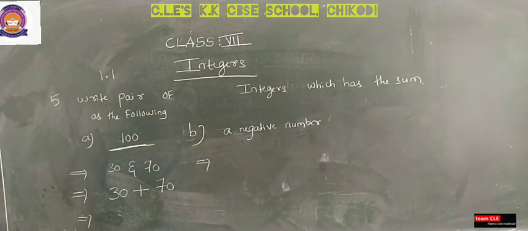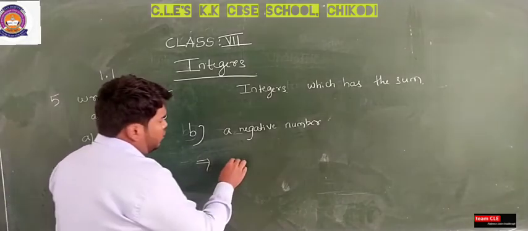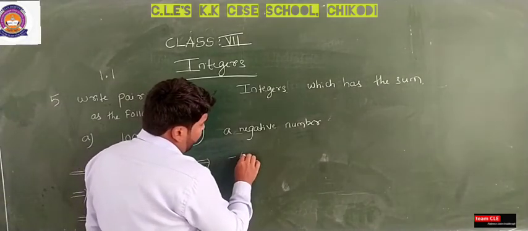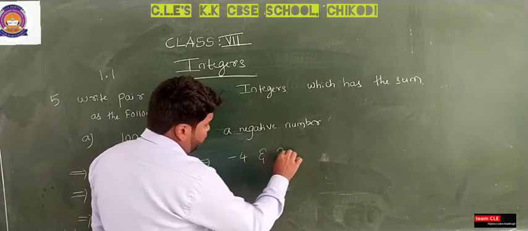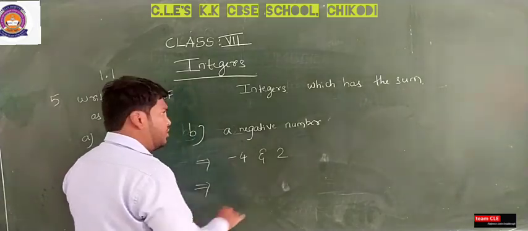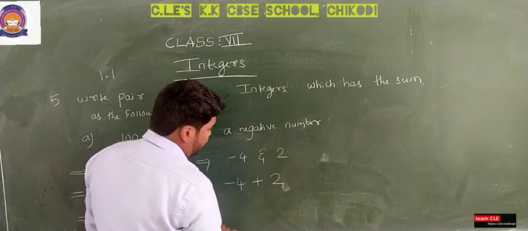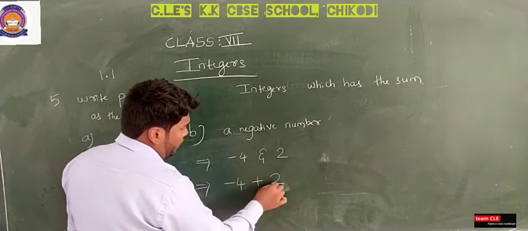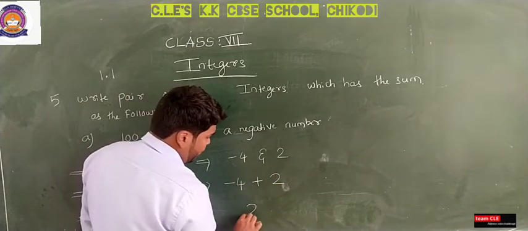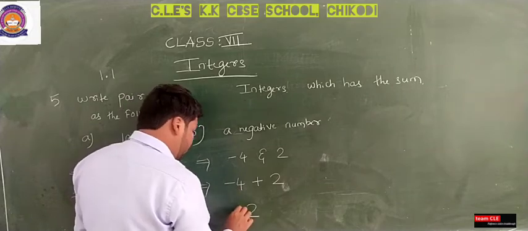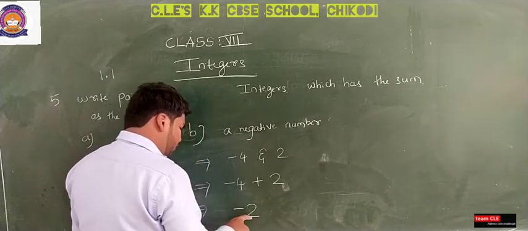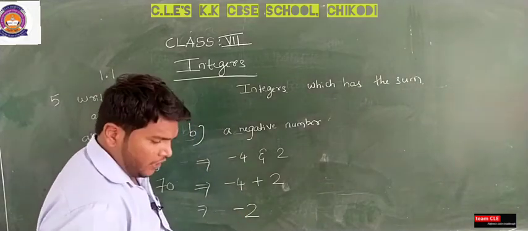For this purpose, I will choose the two integers -4 and +2. I will use the operation as the sum, that is -4 plus 2. So -4 plus 2: 4 minus 2 is equal to 2, and by seeing the greater number's sign, we keep this sign, so that is -2. So I got a negative number.